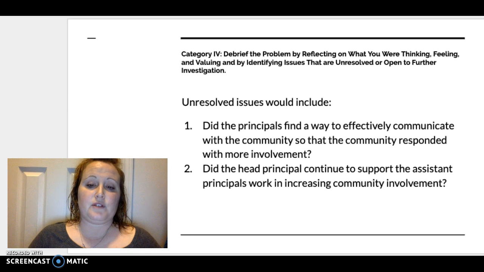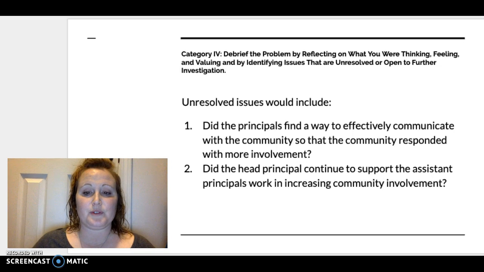So some unresolved issues would be if the principal managed to find a way to effectively communicate with the community so that the community responded with more involvement. They may have to try multiple things, and it may be over a course of time, but hopefully they were able to be successful in that way. And really, did the head principal continue to support the assistant principal's work in increasing community involvement?